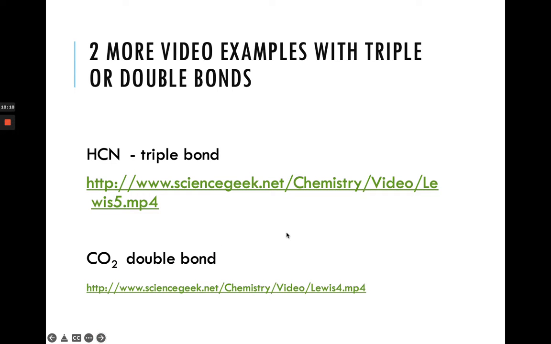Okay, so I want to show you two more quick videos on making double and triple bonds. We're going to start with the double bond. How would you draw a molecule of CO2? And it will incorporate a double bond. You should copy this example down.